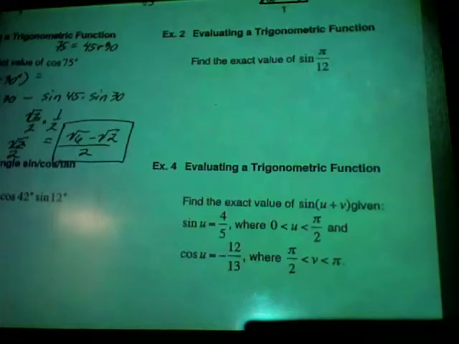So we're going to have a couple of steps with this one. Find the exact value of the sine of pi over 12. Huh. What degree is pi over 12? We have to find it. How do we do that?